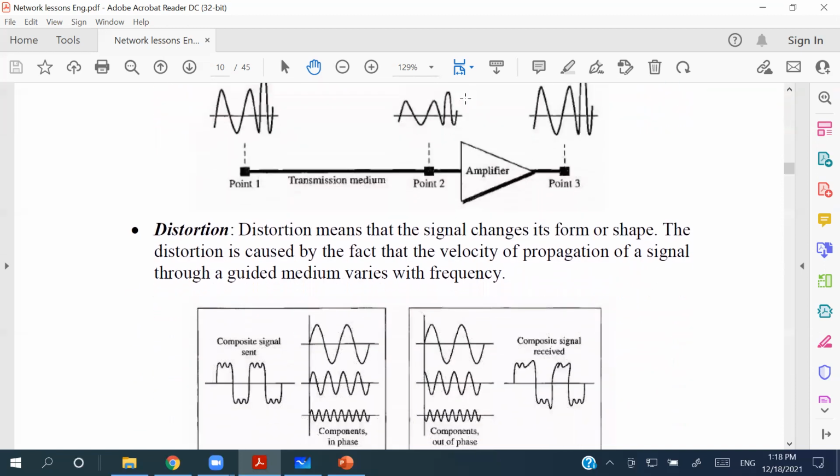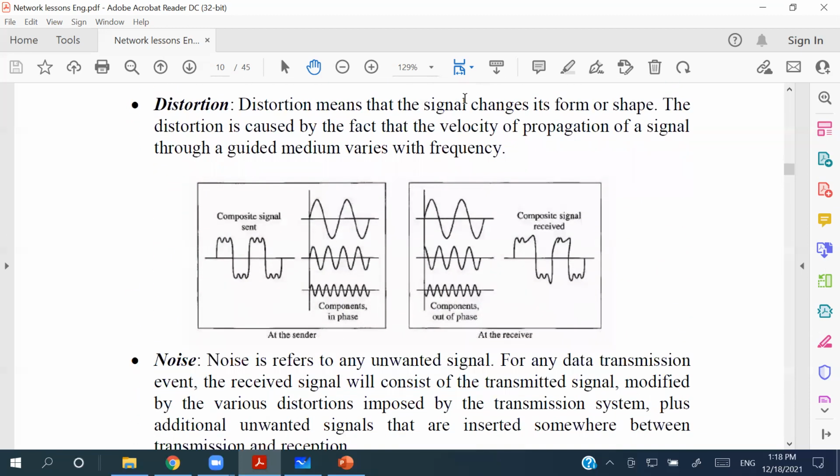And distortion means mixing up the signals due to their speed.